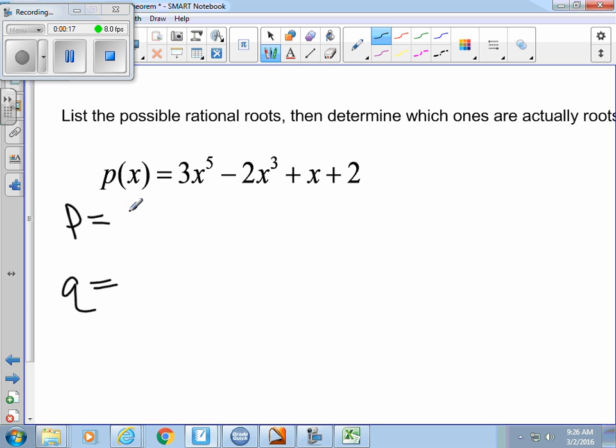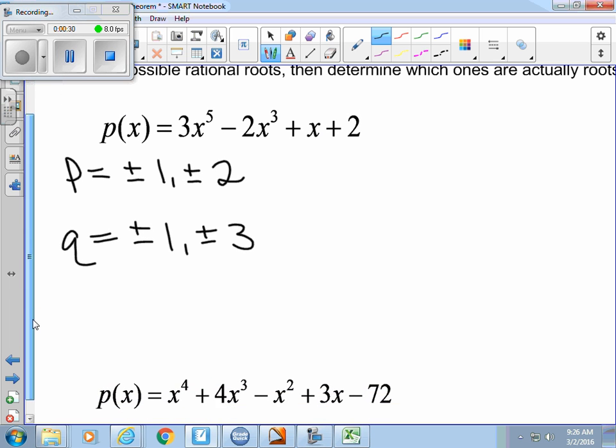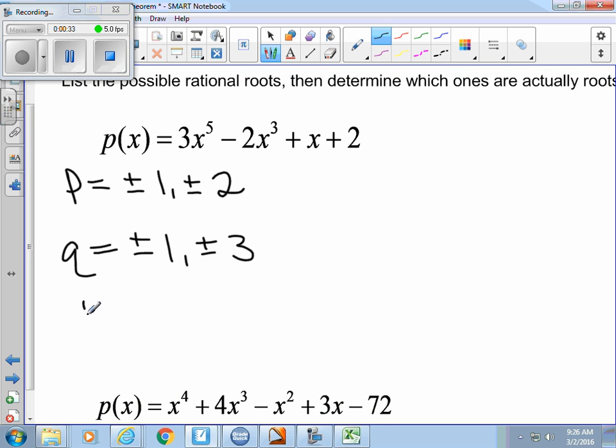P is the factors of the constant. Q is the factors of the leading coefficients. And so the possible rational roots are the P's over Q's. If it asks this question, this is what I'm looking for. I'm not looking for P and I'm not looking for Q. I'm looking for the possible rational roots, which is the P divided by the Q. So 1/3, 2, 2/3.